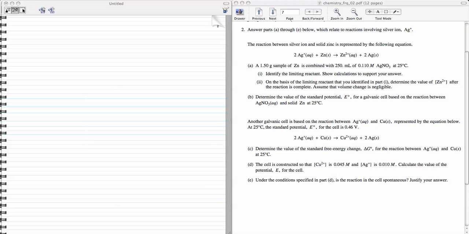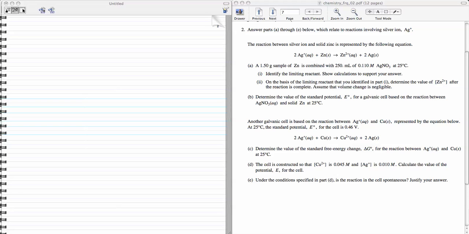Okay, so let's try this electro problem here. So as always, pause it here, try to do it on your own first. But what this question is doing is it gives us an oxidation reduction reaction between silver ion and zinc. And then, so the first part here is it's asking us about some stoichiometry.